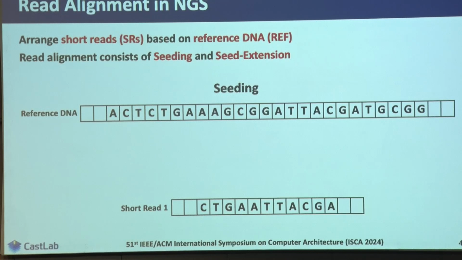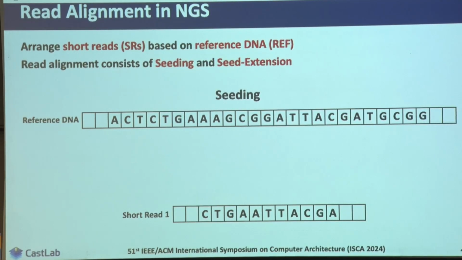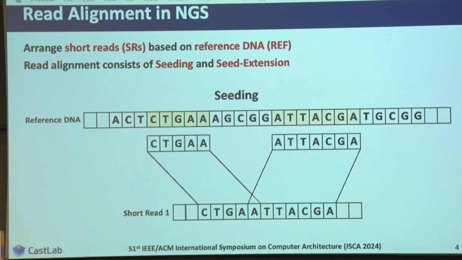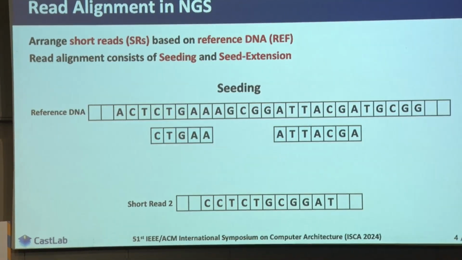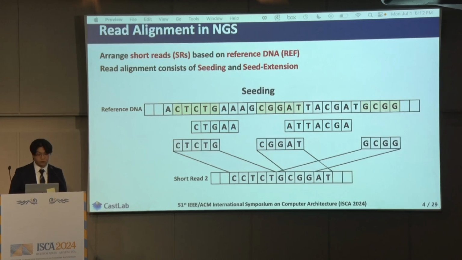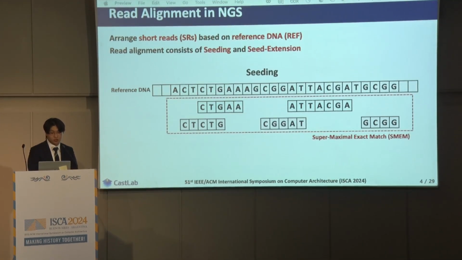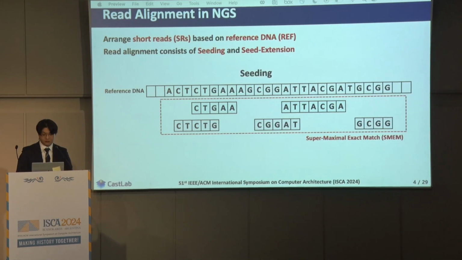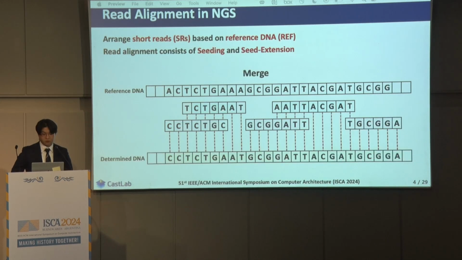In read alignment, short reads are arranged based on the reference genome. This process consists of two steps, seeding and seed extension. In seeding, each part of the short read is compared with all locations of the reference genome. This comparison is repeated for every short read, and the matching results are called super maximal exact match, or SMEM. Then, the seed extension is conducted, in which SMEMs are extended on each side. Then they are merged together.